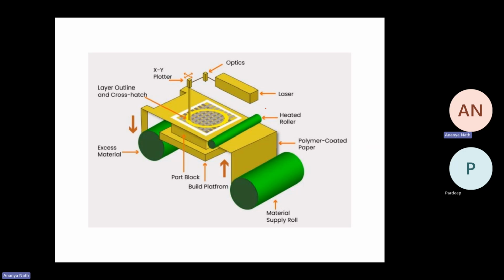This is the sheet lamination process, where the sheet is kept on this roller. From the roller, the sheet is coming. You can see there is a laser.